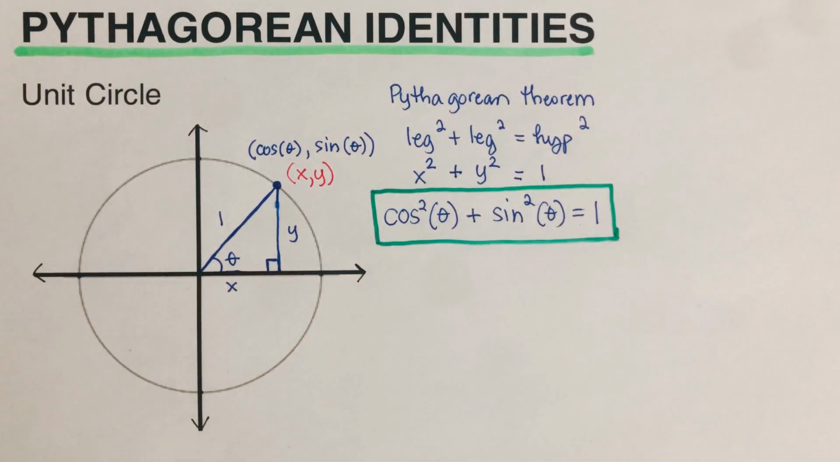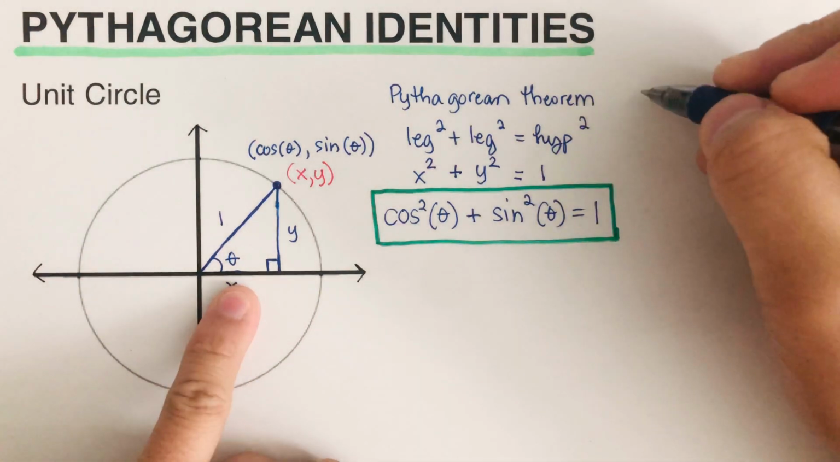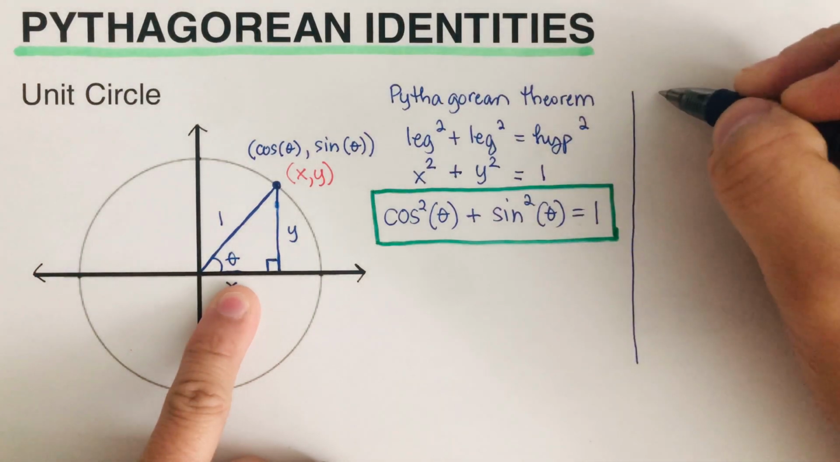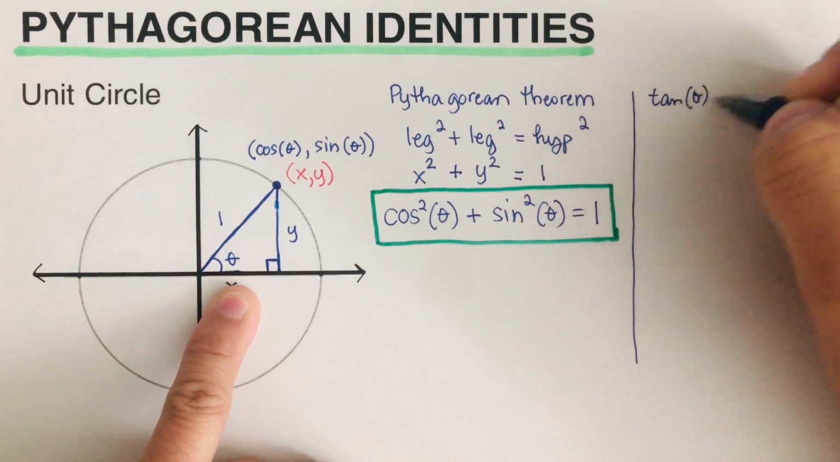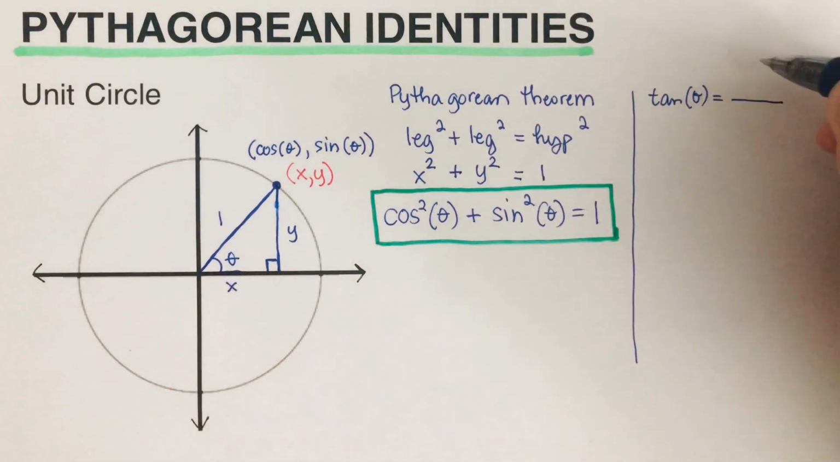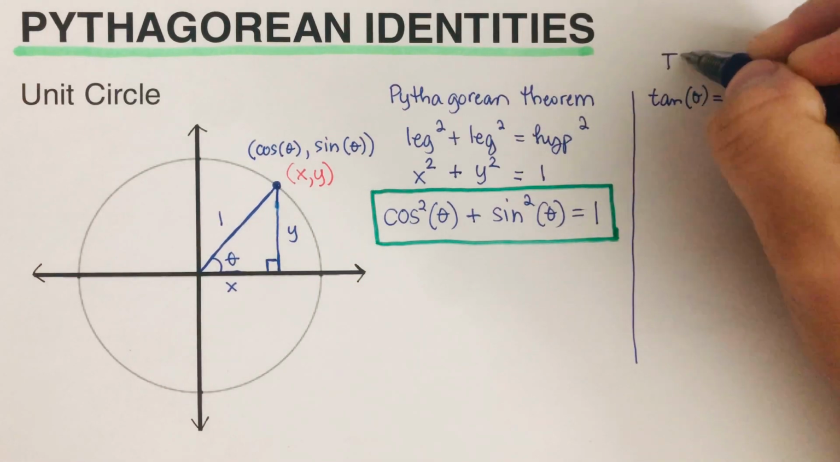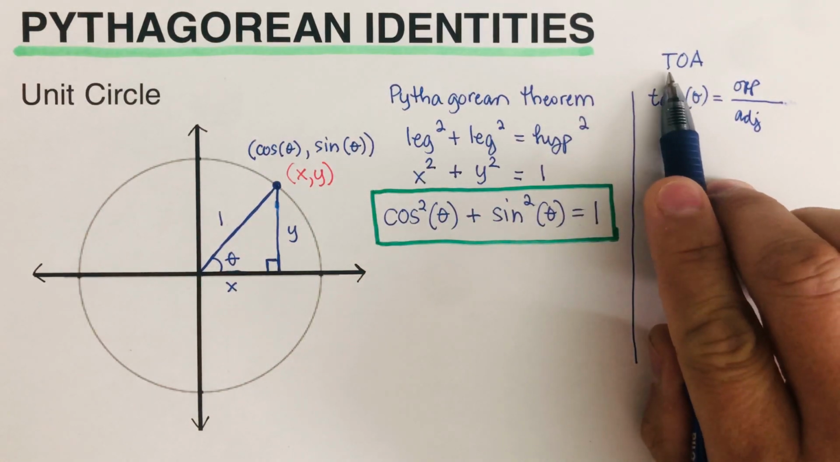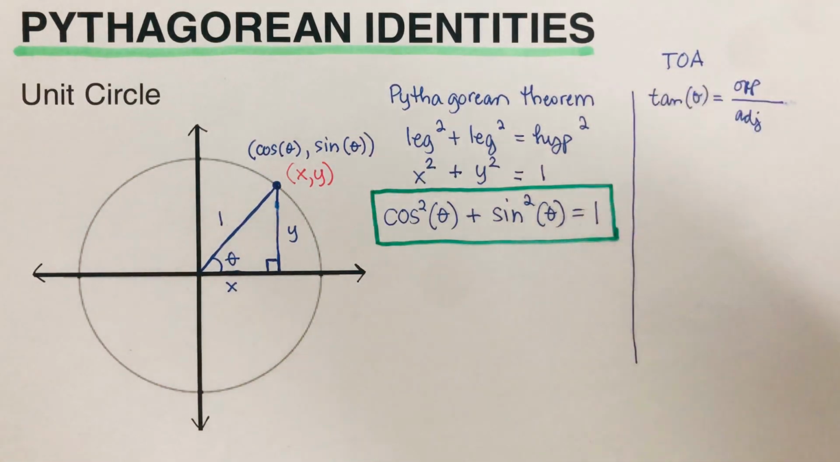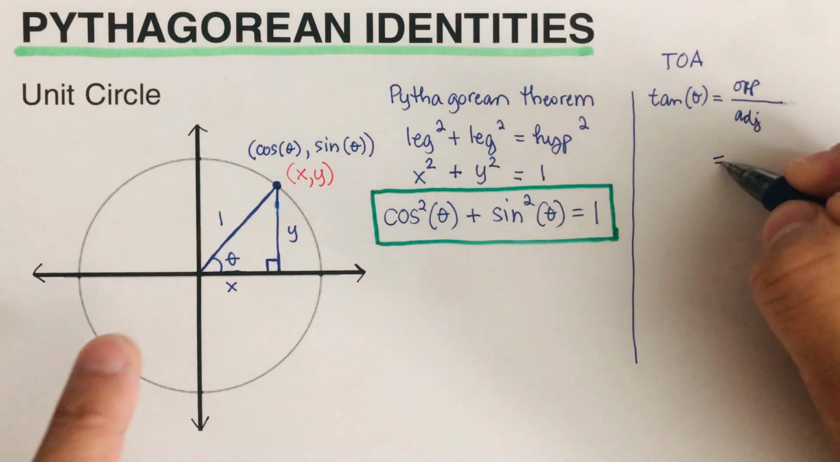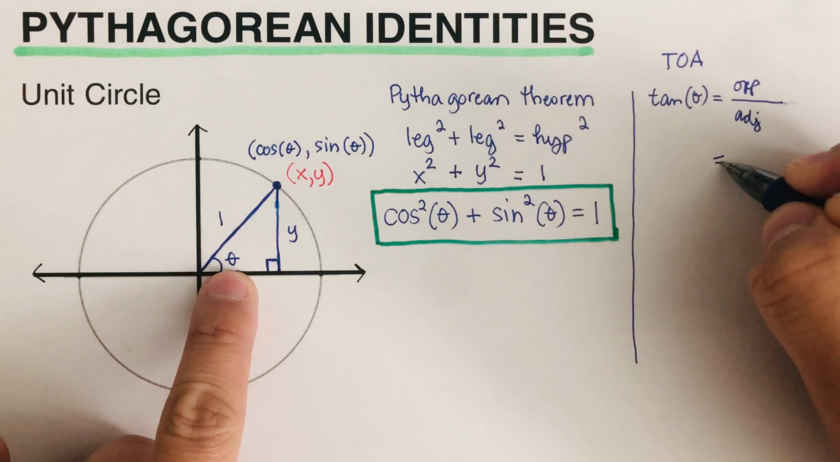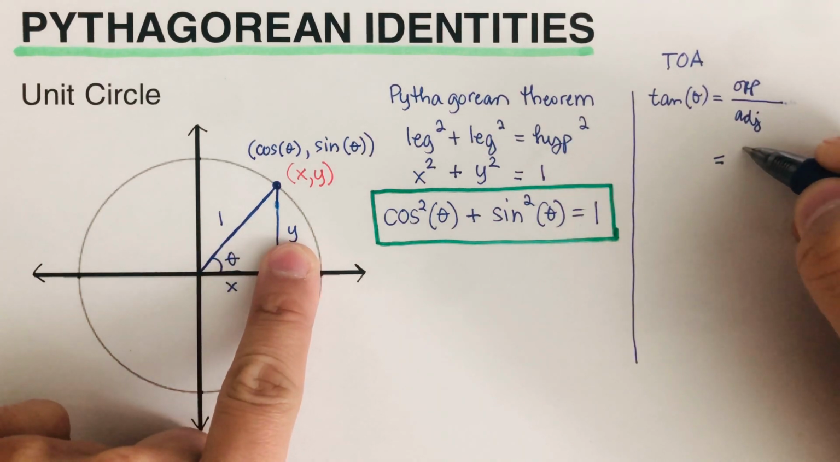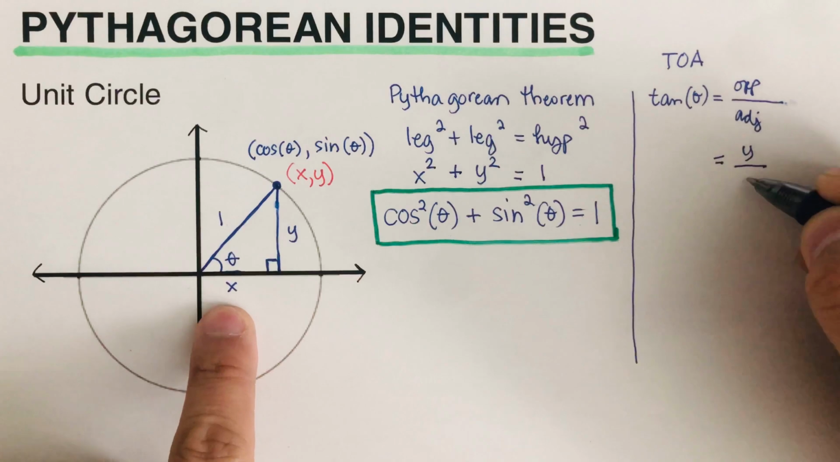Now we derive the formula for tangent. Just by looking at this picture, we recall that the general formula for tangent of theta, whatever that angle is, is always opposite over adjacent. That's why we have the TOA in SOHCAHTOA. Remember SOHCAHTOA? TOA stands for tangent is equal to opposite over adjacent. Looking at this triangle, the side opposite to theta, our angle, is y. So I can write y over the adjacent, which is x.